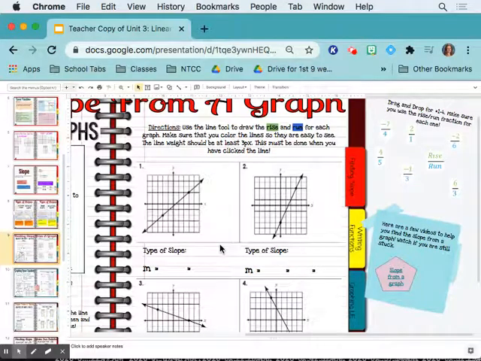So let's look at the other side of slide 9. Use the line tool to draw a rise or a run for each graph. Make sure that you color the lines so they're easy to see. The line weight should be at least 3 px. This must be done when you have clicked the line. Okay, so we are drawing the line.